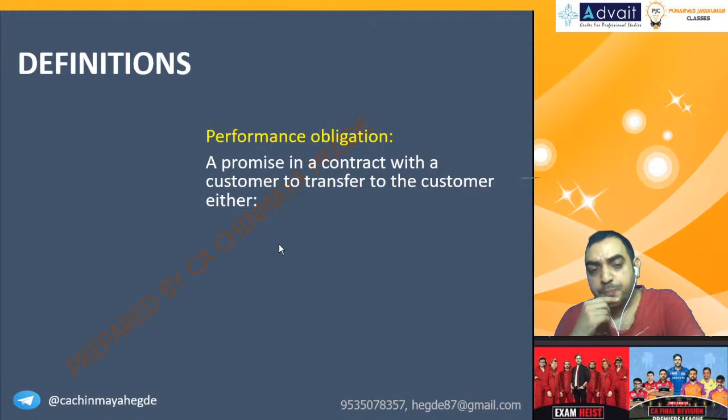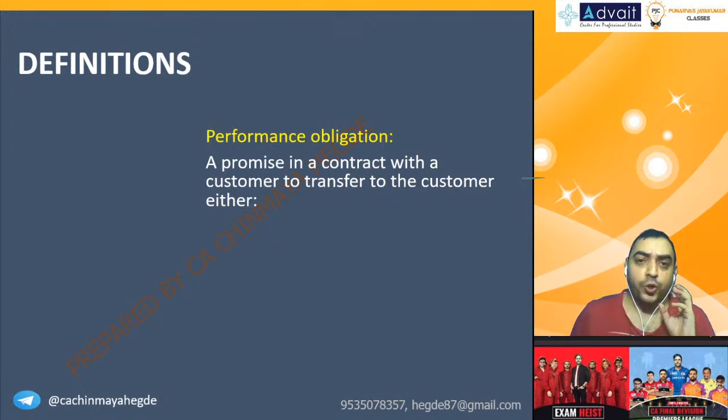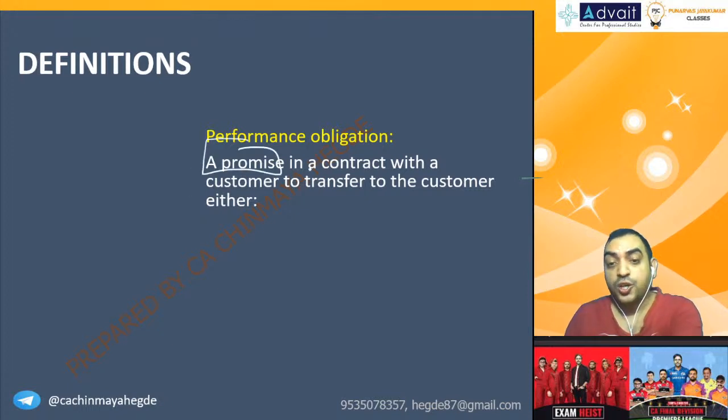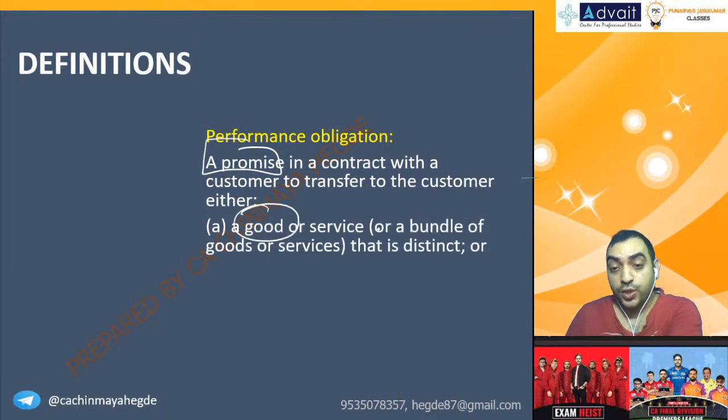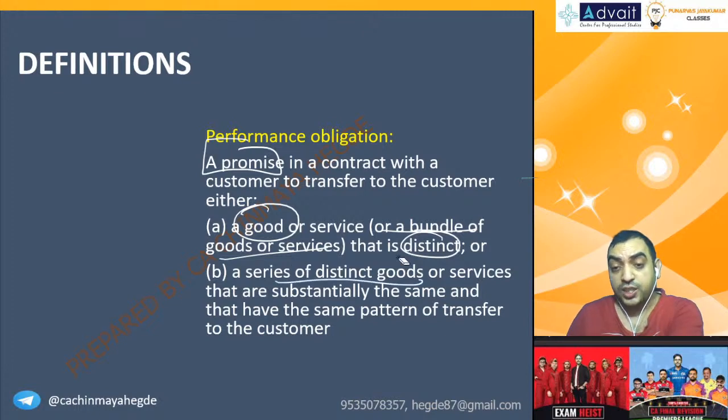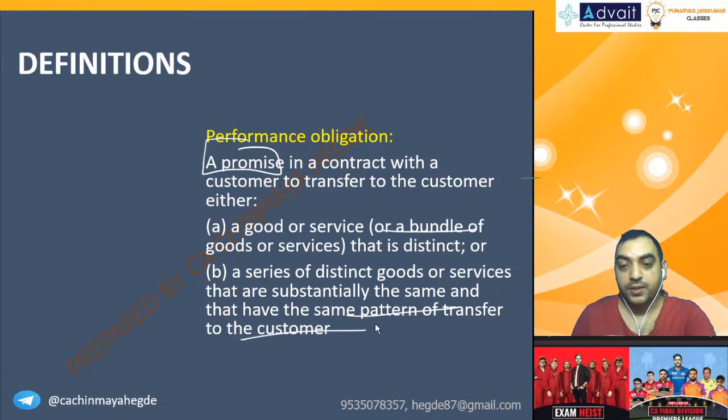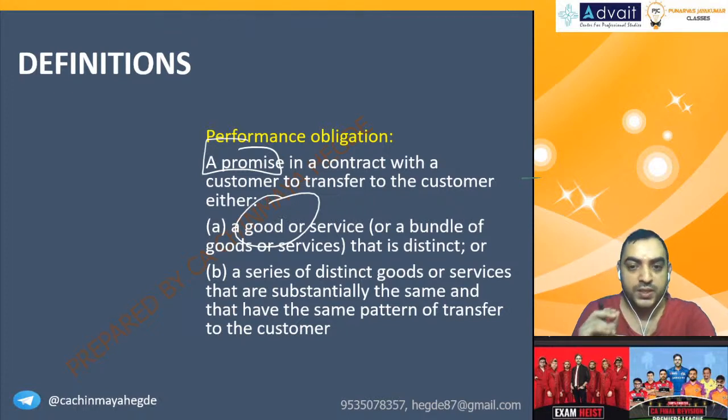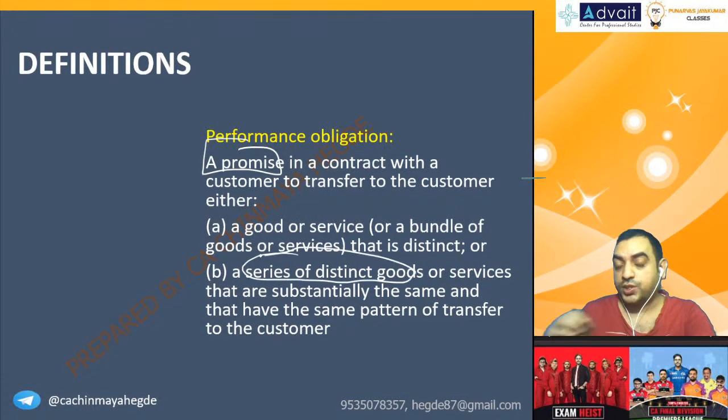Let's come to the second step, performance obligation. I told you performance obligation means what a seller should do: a promise in a contract to transfer to the customer a good or a bundle of goods that are distinct, and a series of distinct goods and services that are substantially the same, that have the same pattern of transfer to the customer. A good or service or bundle, you understand. One biscuit versus a biscuit packet. A biscuit is called a good, a bundle of goods is called a biscuit packet. But the second is interesting, a series of distinct goods.